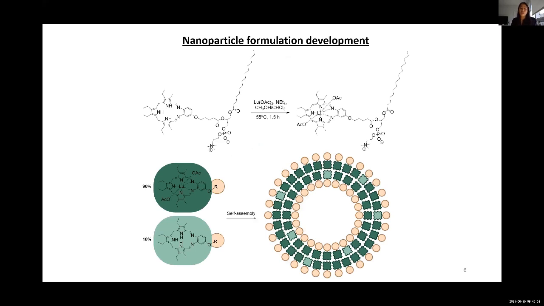So to do that, first, we need to synthesize a texaphyrin free-base phospholipid conjugate. Then we need to chelate this compound with lutetium, using lutetium acetate in a basic condition with mild heating. Upon getting this lutetium texaphyrin lipid, we can then combine it in a mix-and-match approach to start our formulation development. By combining it at a 9:1 ratio with our free-base texaphyrin, alongside other lipid components such as cholesterol, DSPE-PEG, and a host lipid, we're able to self-assemble a nanoparticle known as nanotexaphyrin.